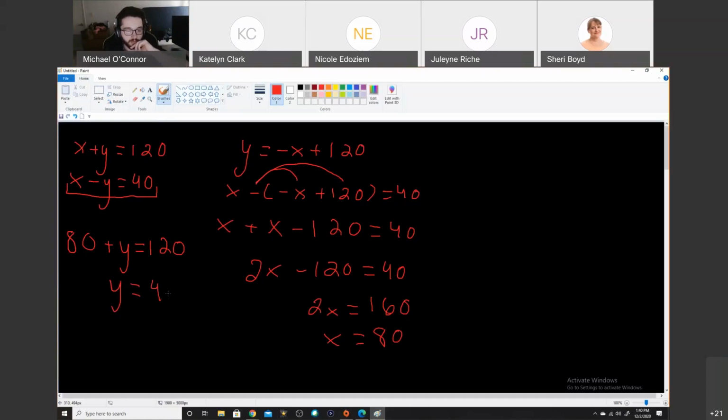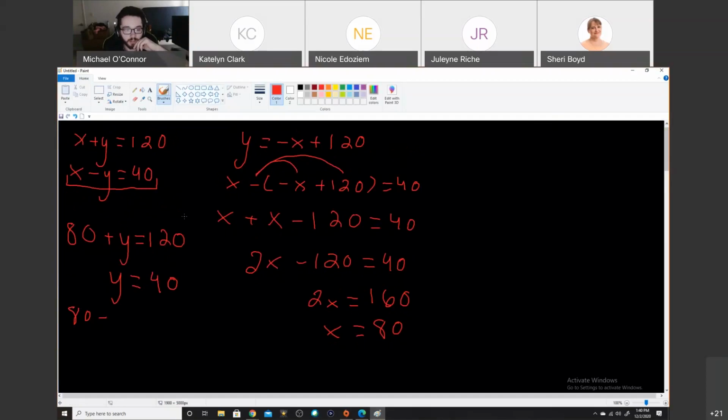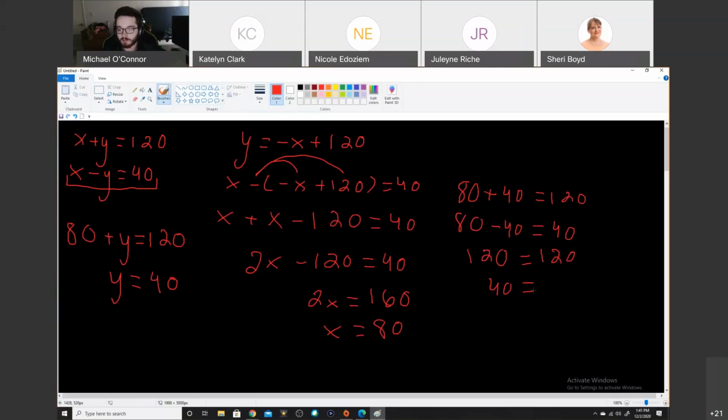So let's check real quick. I'm just checking the solution now. 80 plus 40 equals 120, and 80 minus 40 is equal to 40. So 80 plus 40 is 120, which equals 120, and 80 minus 40 is 40, which equals 40. Looks good. Okay.